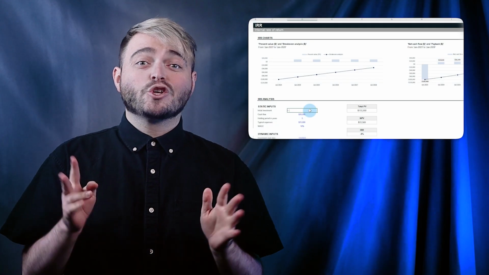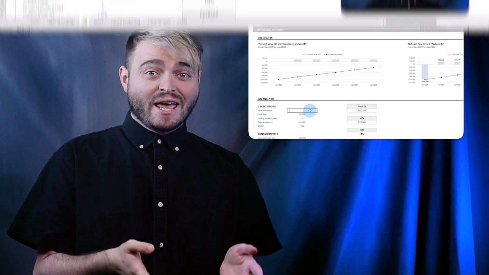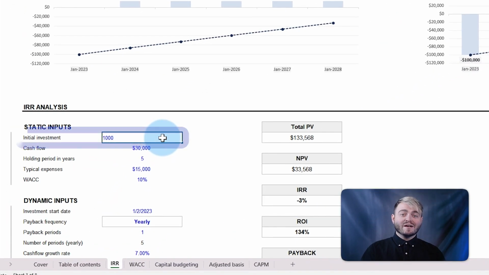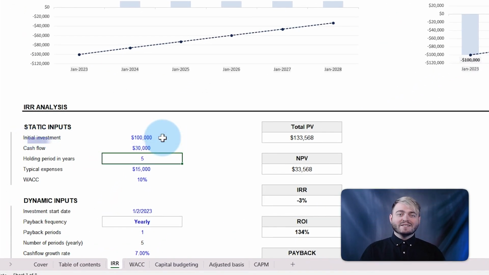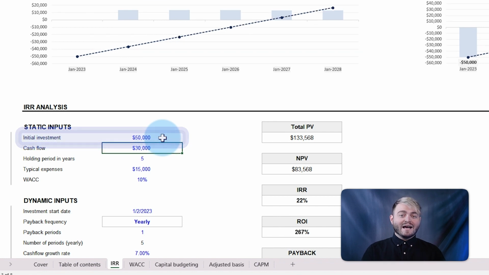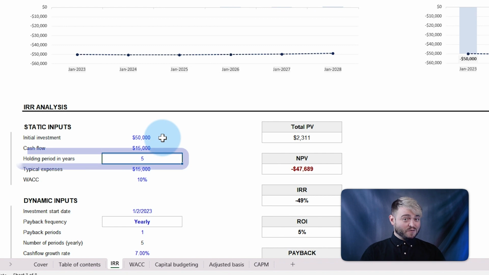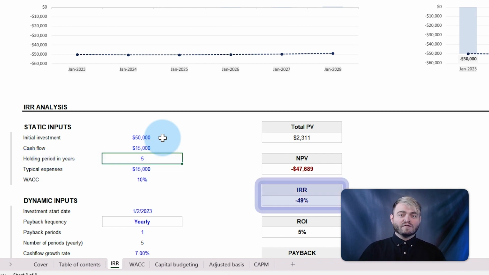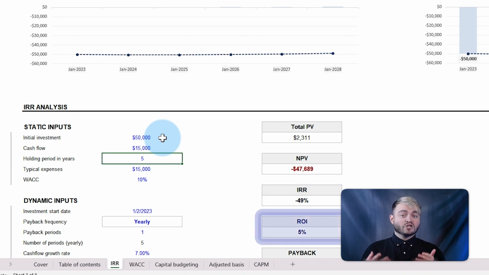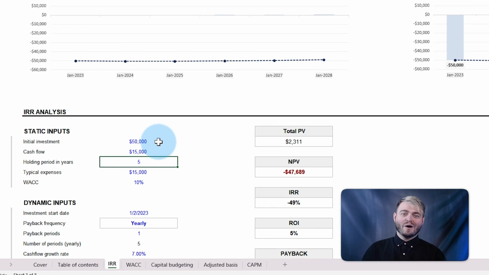Imagine your company has two projects. Project A requires a $100,000 investment with expected cash flows of $30,000 per year for the next 5 years. Meanwhile, Project B requires a $50,000 investment with expected cash flows of $15,000 per year for 5 years. By calculating the IRR for each project, you can determine which project provides a higher return on investment, or ROI.